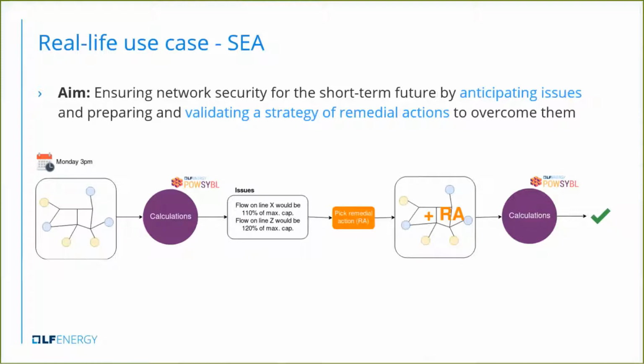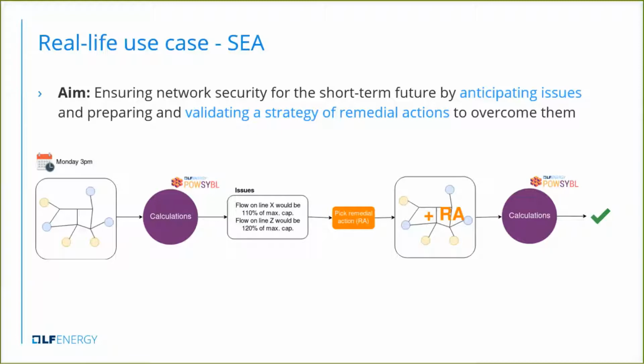So just a little bit of context about the use case that we're going to see. Don't worry, I'm no expert, so I won't go into the specifics, but here's what you need to know. The name of the project is SEA. It's an RTE project, and the aim of this project is to ensure network security for the short-term future by basically anticipating the problems that we might have and finding and validating a strategy to overcome these issues.